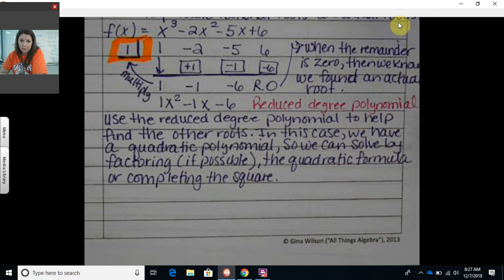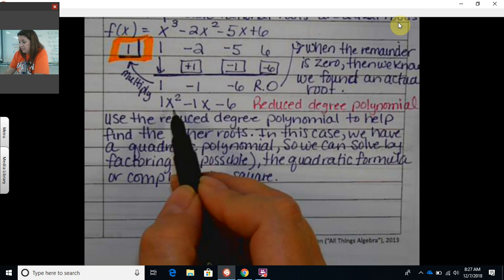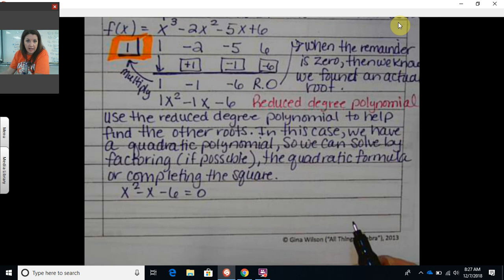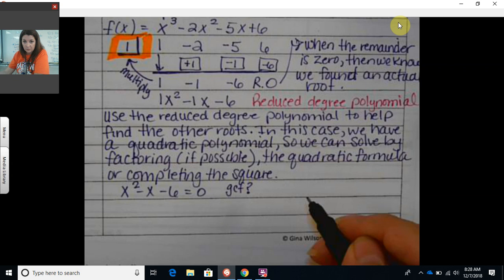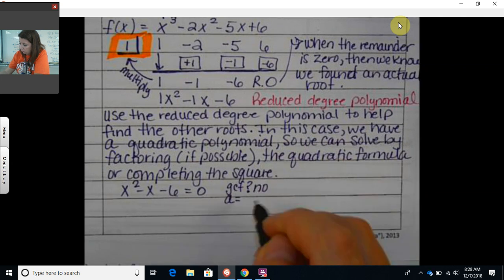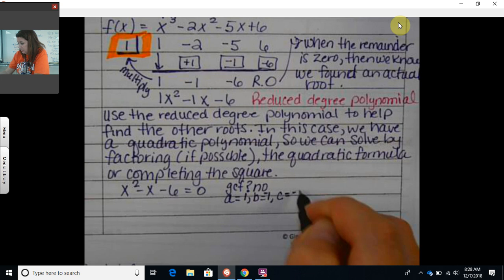All right, so I'm going to try factoring. And I don't need 1x squared minus 1x minus 6. Isn't that the same thing as x squared minus x minus 6? And I'm going to set it equal to 0 to solve, because I want to know when y is 0, what is x? So if I'm factoring that, does it have a greatest common factor? No. What is A? 1. What is B? -1, and what is C? -6. All right, we'll make our little t-chart.